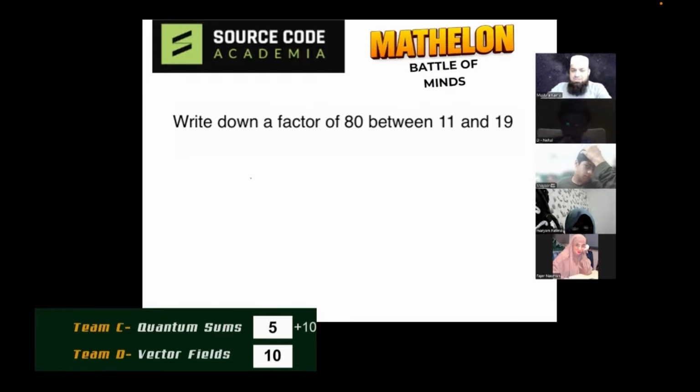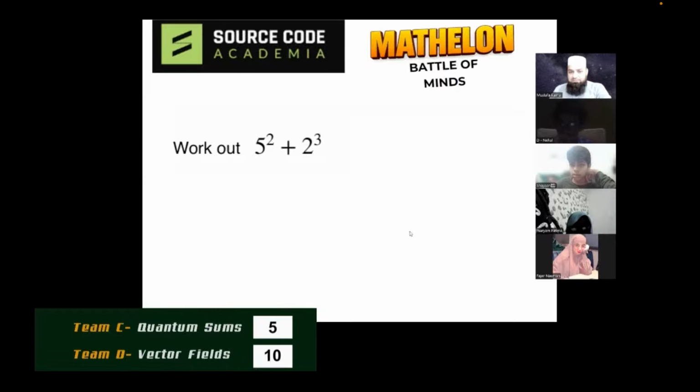Exactly, 16 is the answer. I have given you a few more seconds because you didn't understand that, but that's the correct answer. Well done. It's 16, 5 times 16 is 80. So 16 is the correct answer. 10 points will be awarded to your team. Next question is on your screen now.